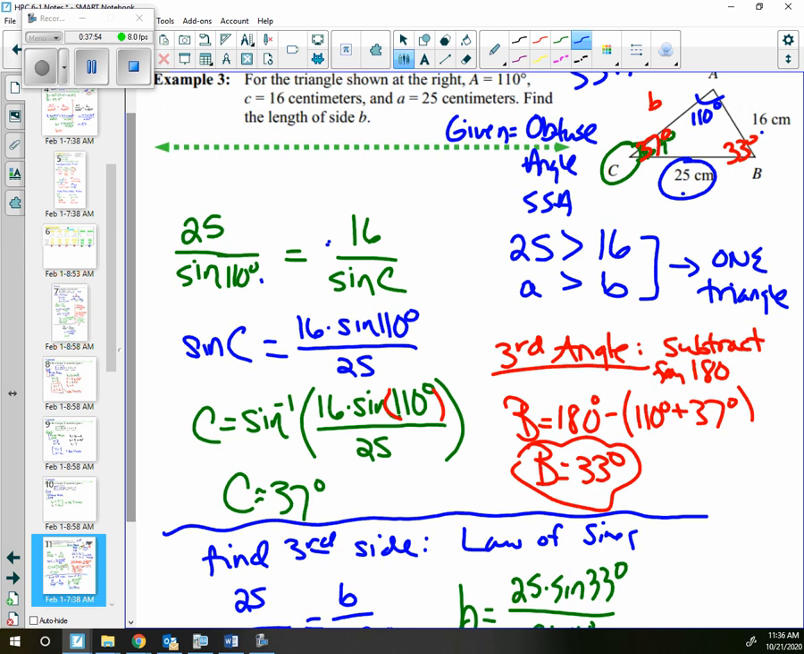Let's go back and check for reasonableness here. Always a good idea. Is our smallest angle across from the shortest side? 33 is across from the 14. That is definitely the shortest. Biggest angle across from the biggest side. Yep, that's what was given. So I have a pretty good idea of what's going on.